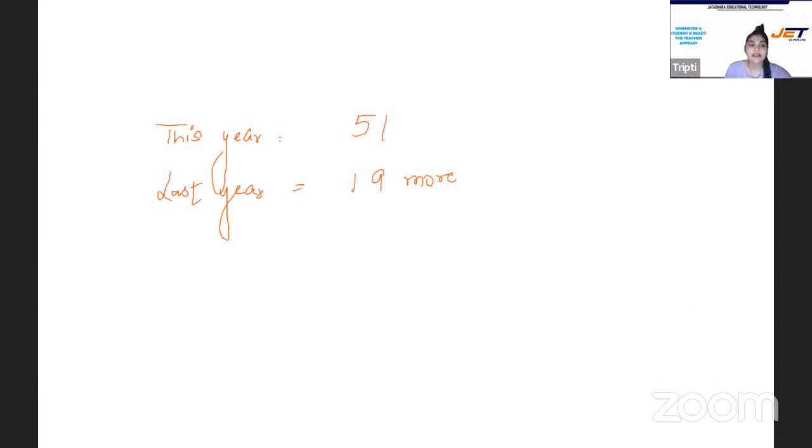So this is the data for this year. This year, there are 51 children in her class. Last year, there were 19 more children. How many children were there in her class last year? How will you figure that out? 19 more children were there last year. This year, 51. Last year, it was 19 more. So you now have to find out the number of children that were there in her class last year.